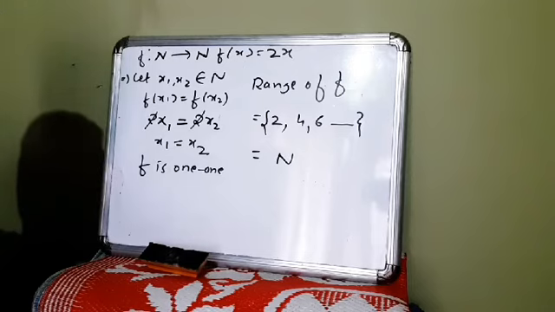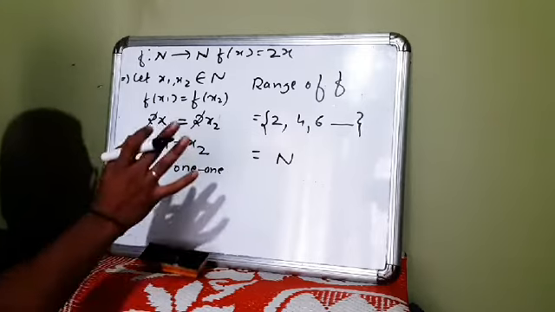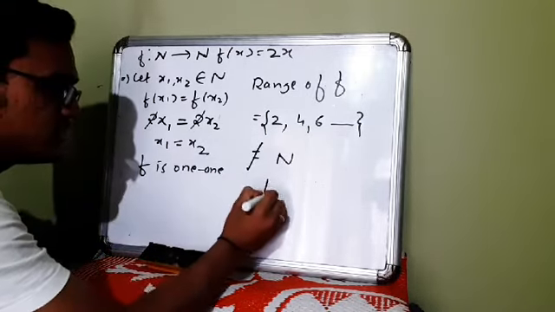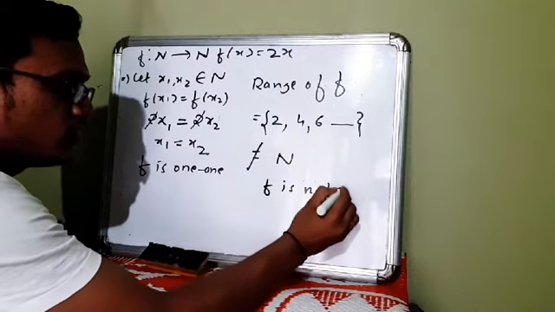But which type of natural numbers? These are the set of even natural numbers. It is natural numbers, no doubt, but it is not the set of natural numbers. So therefore it is not equal to N. So f is not onto.